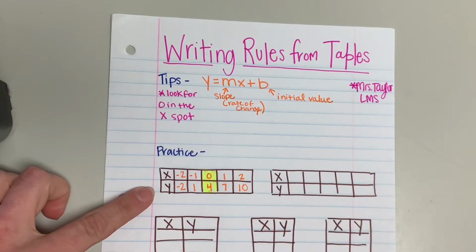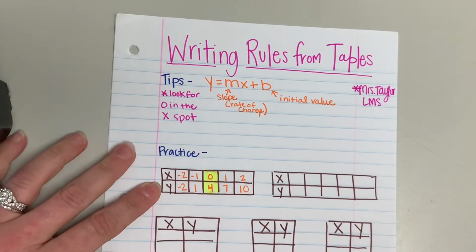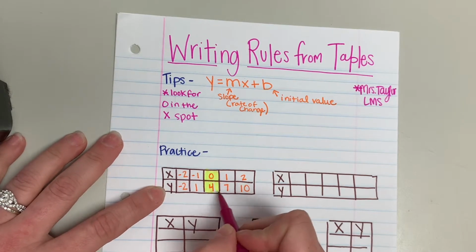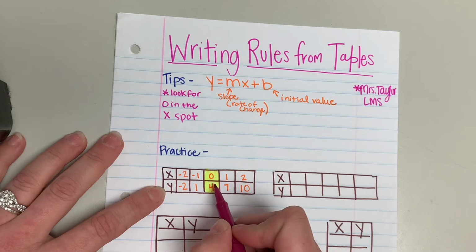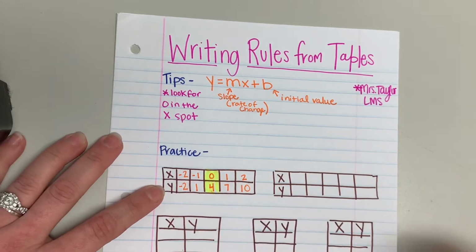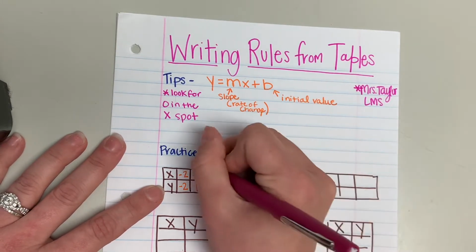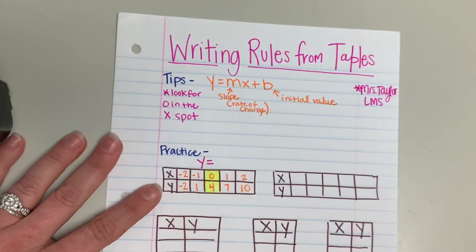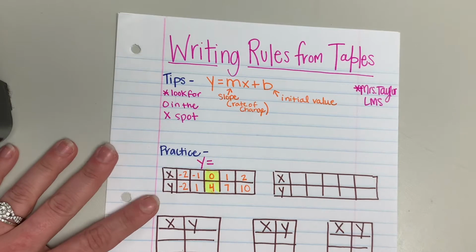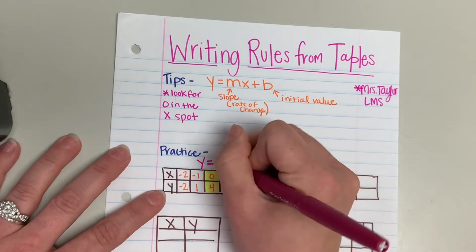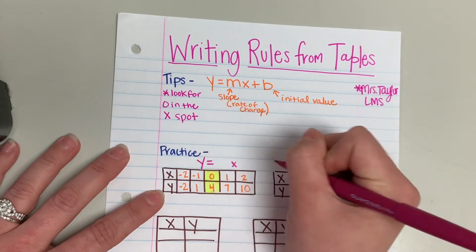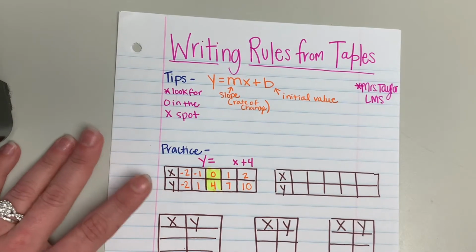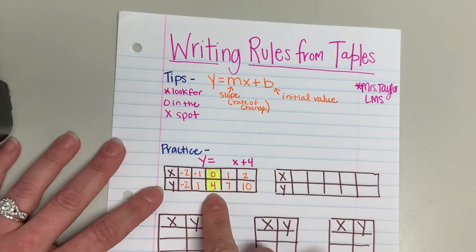So writing a rule for this particular table, we already know something. We know that our initial value, our b, is going to be 4 because it lines up with 0, which is your y-axis. So let's write a rule for this one. Y equals, we don't know our slope yet. We don't know our rate of change. We've got to figure that out. So y equals something x plus 4. Now, how was I able to get that plus 4? Because it lines up with a 0.